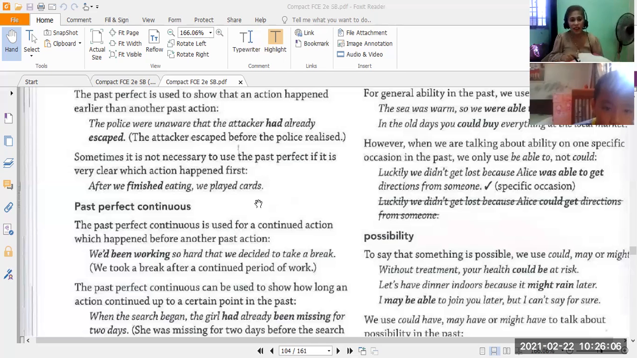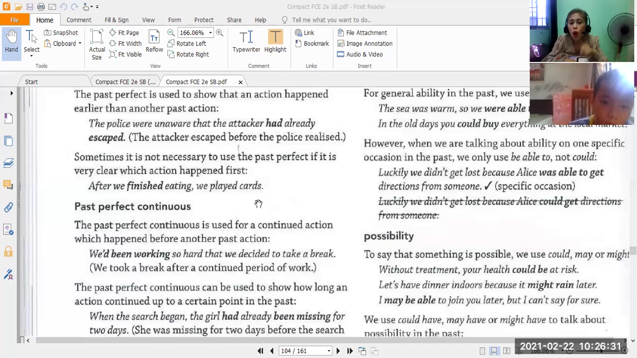Now, Keo, I have here an example. When we say past perfect continuous, it's the combination of the past perfect plus the continuous tense. Past perfect and past continuous mixed together.